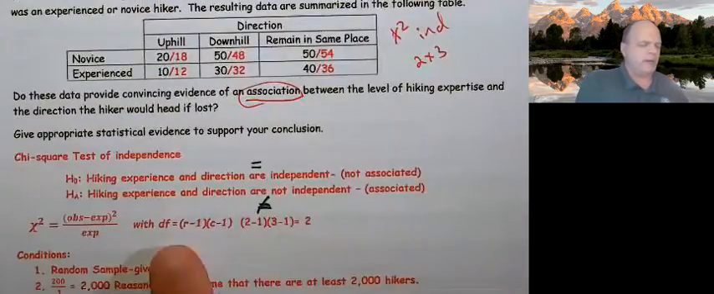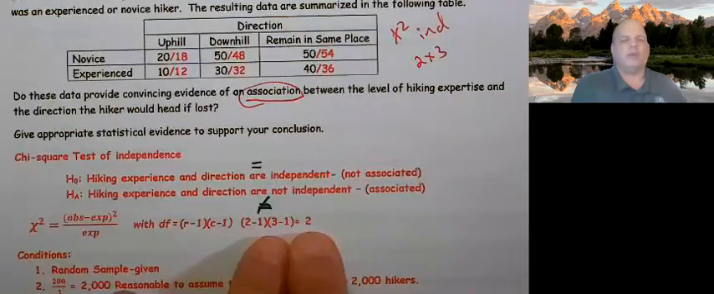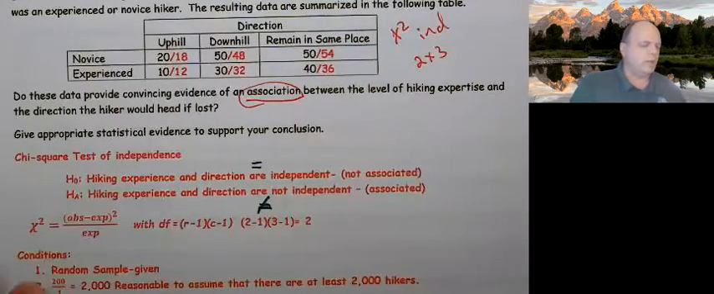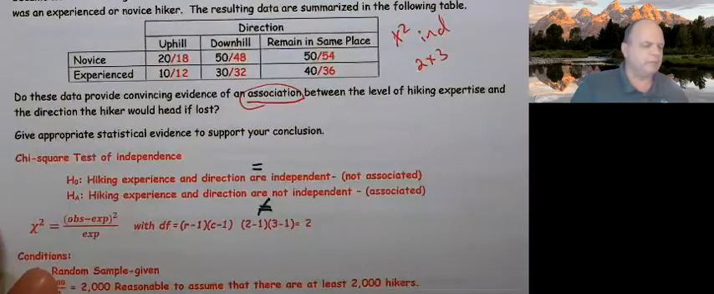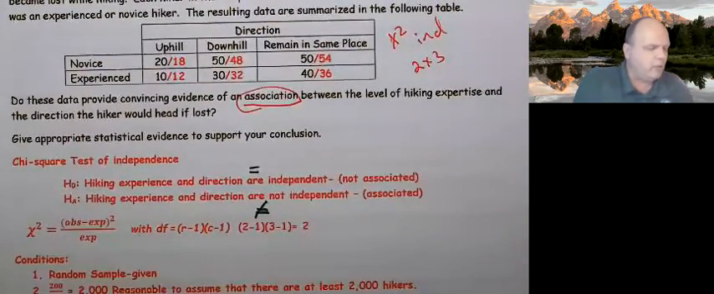Once again, observed minus expected, degrees of freedom. We said we had 2 by 3, so 2 minus 1 times 3 minus 1 equals 2. We have 2 degrees of freedom. Random sample, that was given. All right, I believe it was given anyway. It should have been given if it were not.